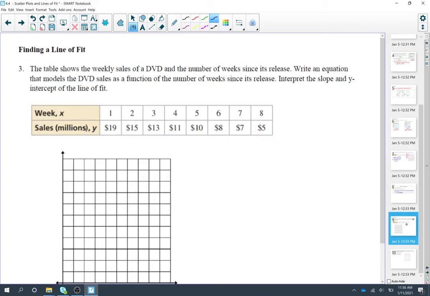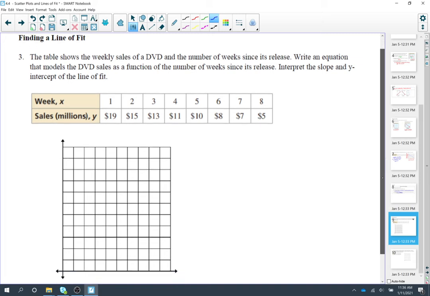Finding a line of fit, example 3. The table shows the weekly sales of a DVD and the number of weeks since its release. Write an equation that models the DVD sales as a function of the number of weeks since its release. Interpret the slope and the y-intercept of the line of fit. So if we're trying to find a line of fit, step 1, create a scatter plot.